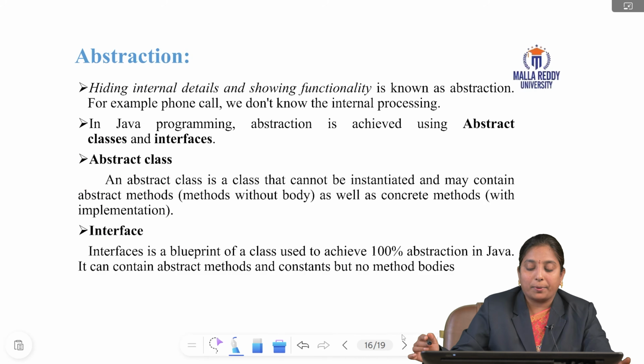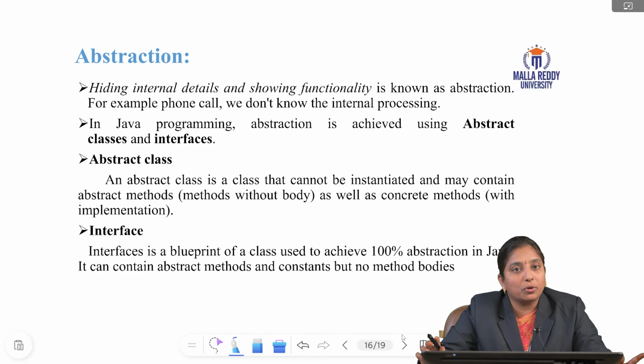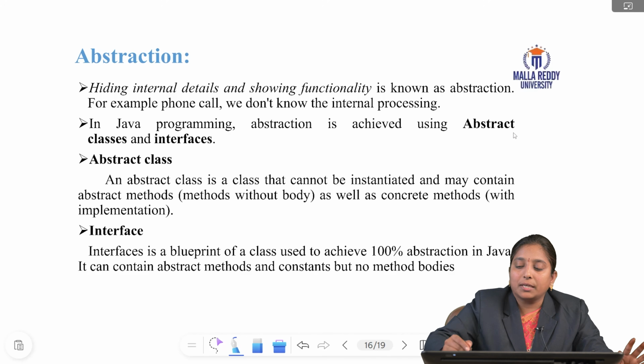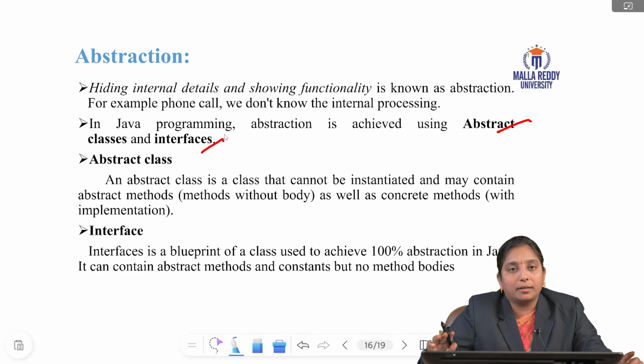Next, coming to the next topic, abstraction. Abstraction means hiding the internal details and showing the functionality. For example, a phone call. We don't know the internal processing of the phone call, but we can make calls. That is abstraction. In Java programming, abstraction is achieved by using abstract classes and interfaces.